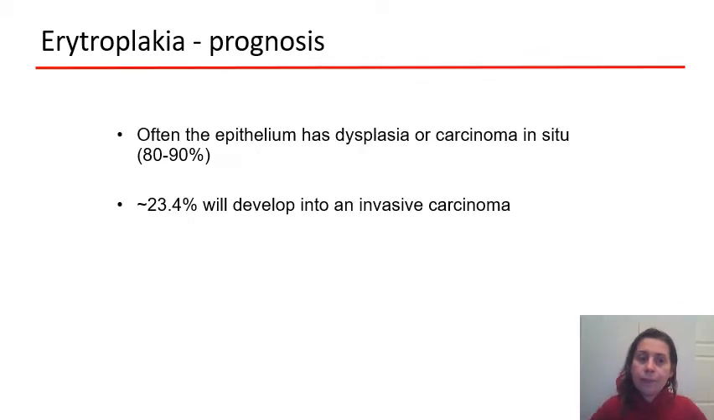So the presence of dysplasia or carcinoma in situ in the red lesions, in erythroplakia, is much higher than in the white lesions. And also these lesions indicate a higher risk that the patient will develop an invasive carcinoma.